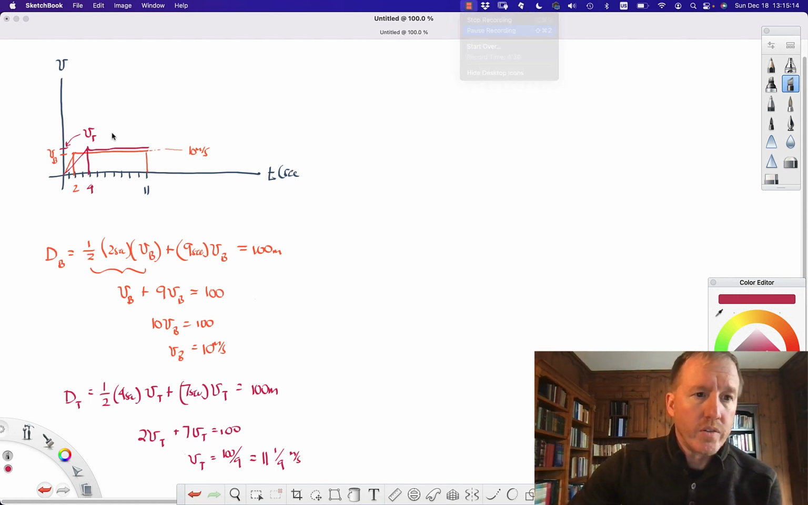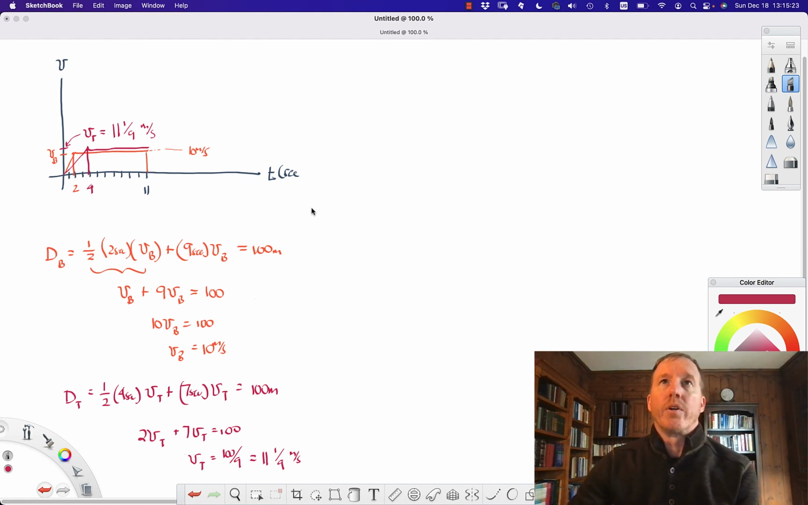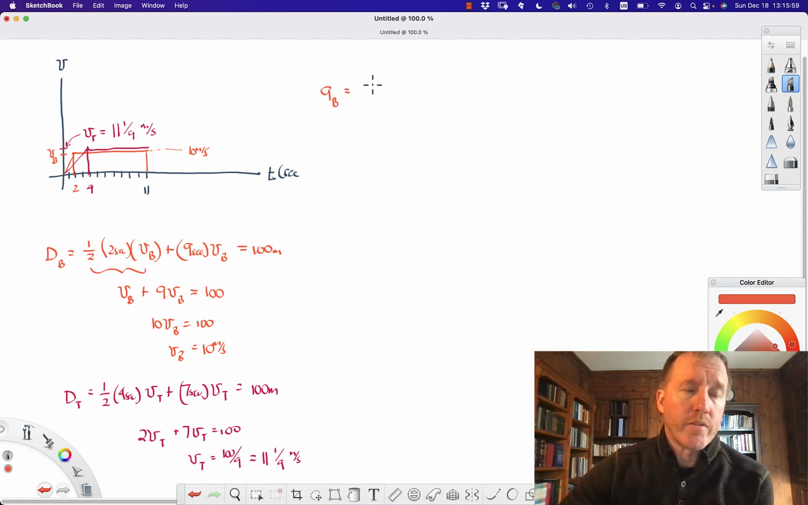Okay, so we have the two velocities, the velocity of Ted, the final velocity that he reaches, 11 and 1/9 meters per second, and Bill is going at 10 meters per second. Okay, we're asked what is the acceleration of each of the sprinters. So the acceleration of Bill is going to be whatever change in velocity he had, which was 10 meters per second, and it took him 2 seconds, so it would be 5 meters per second squared. And the acceleration of Ted is going to be, he gets up to 11 and 1/9 meters per second, and that was in 4 seconds.